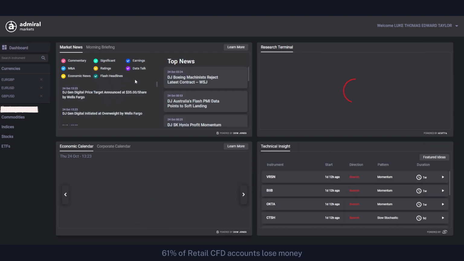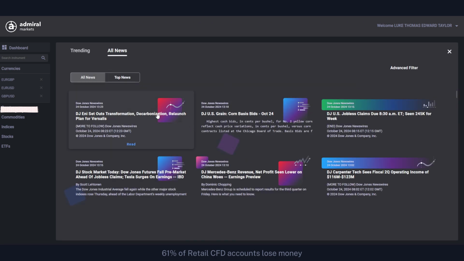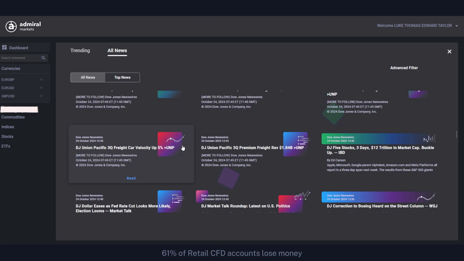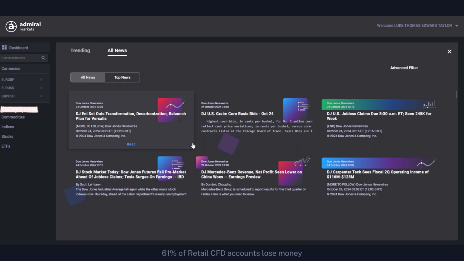If I just remove it for now, I'll give you guys a little bit more of an insight. So you've got market news, morning briefing, research terminal, technical insight, economic calendar, and the corporate calendar. Now, you can click on learn more, and it'll open up a deeper version, or a bigger picture, of what's going on. These are just a bunch of articles that have been written, and you can go ahead and give them a read.